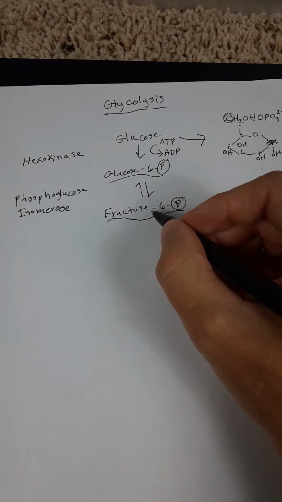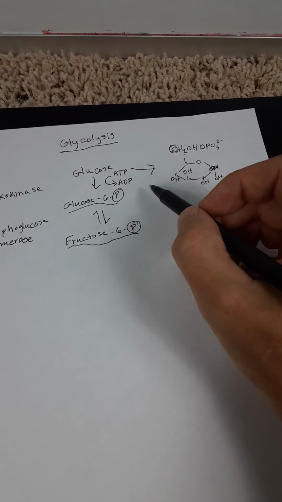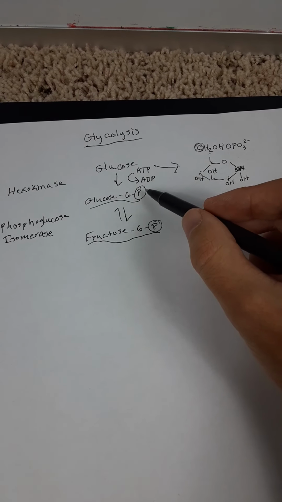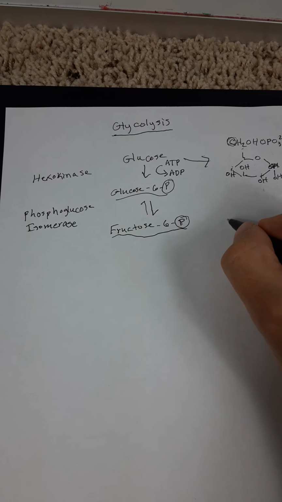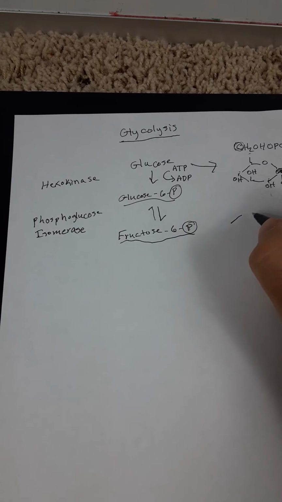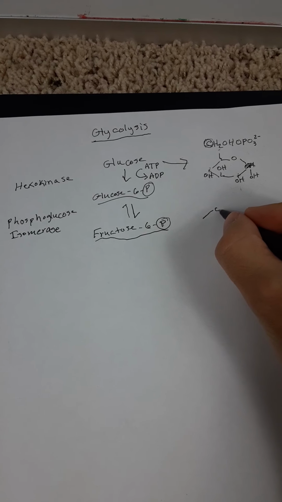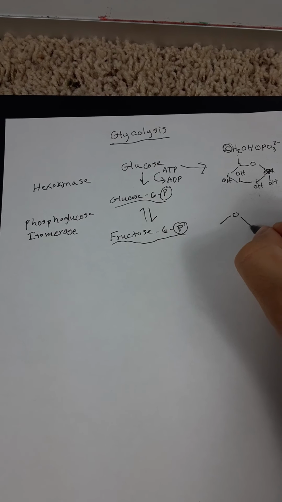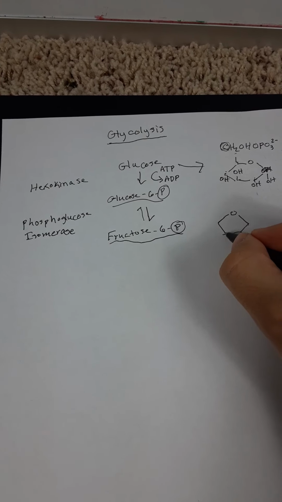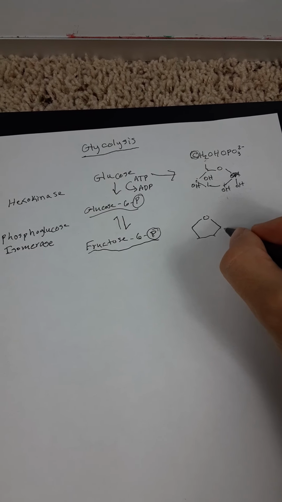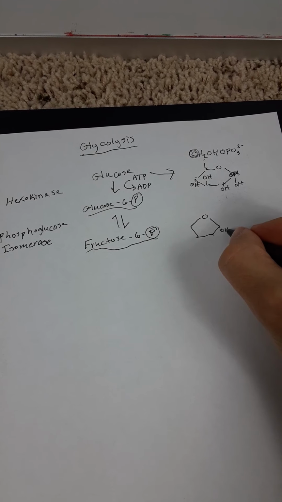So fructose 6-phosphate. I'm not going to draw this one, well, actually I already did. When you add the phosphate group, that is what glucose 6-phosphate is. Now fructose 6-phosphate, you'll notice that it's no longer a glucose. So what's going to happen here is we're going to a 5-carbon ring.